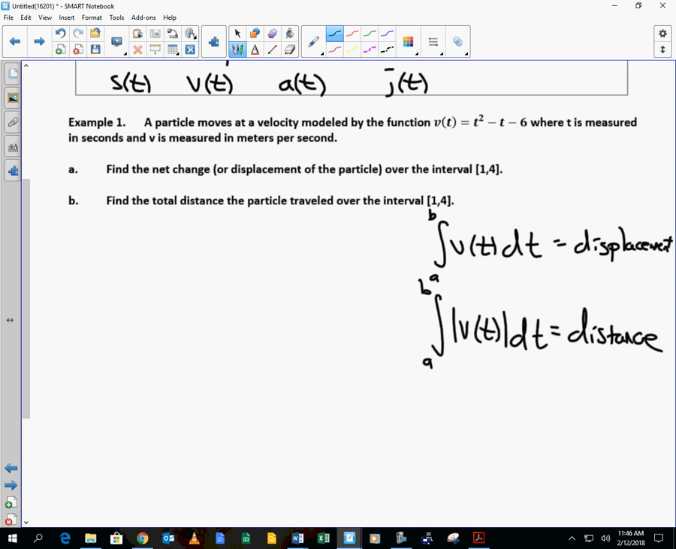So if we just do the integral of the velocity function, we get displacement. If we do the integral of the absolute value of the velocity function, we get total distance traveled. And we're going to do these first two by hand. Tomorrow I'm going to show you how to do it using a calculator.